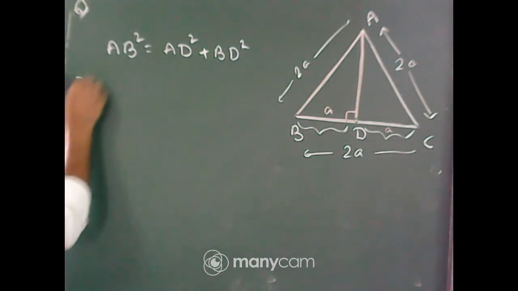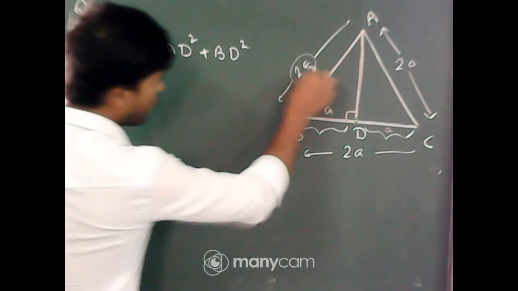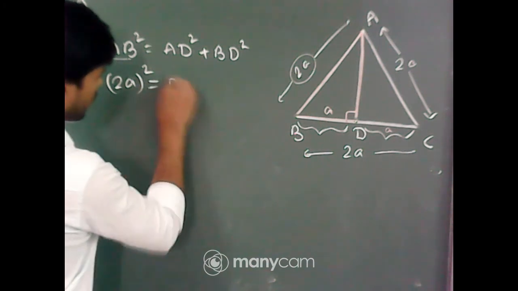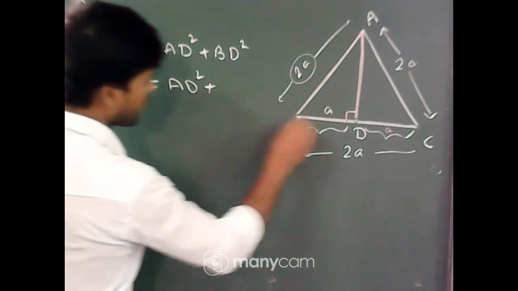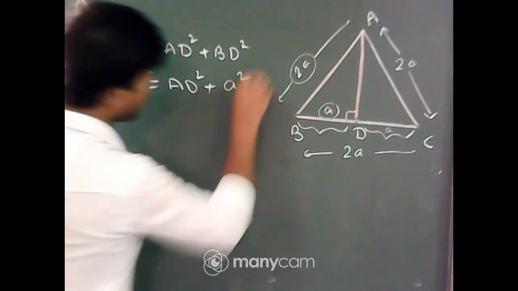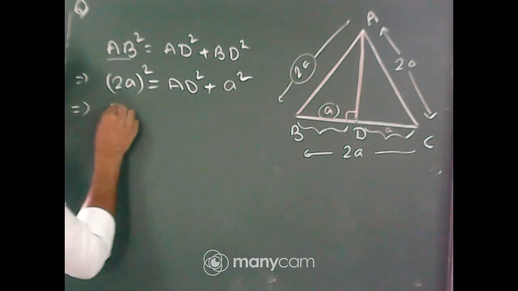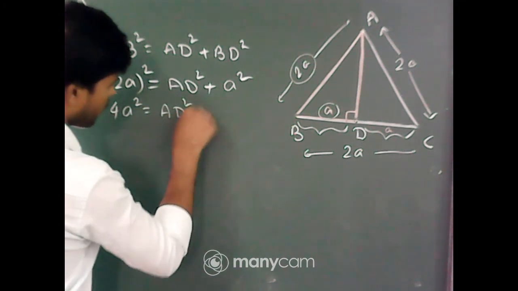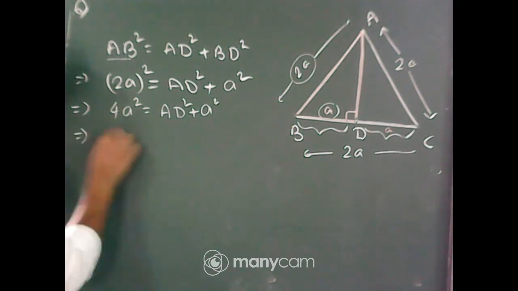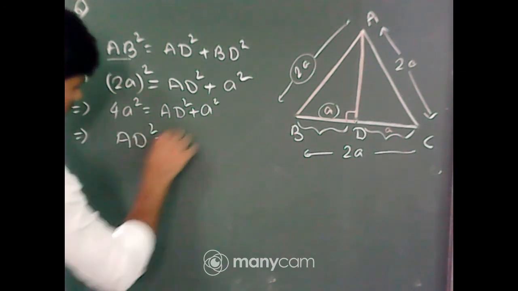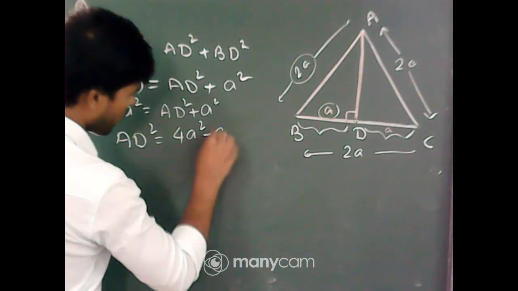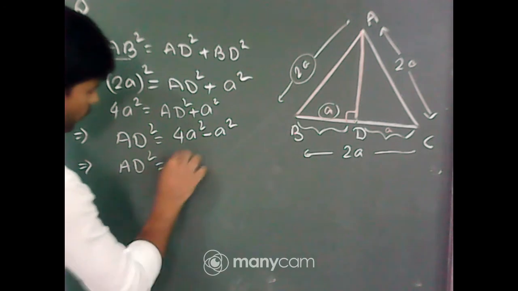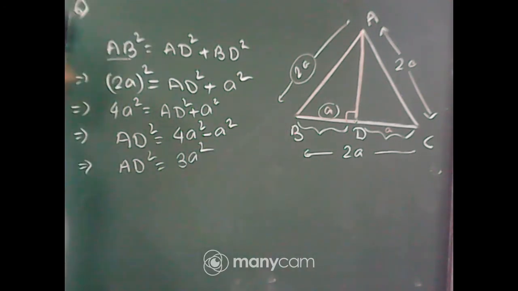So now put the value. What is the value of AB? Value of AB is equal to twice A. So the whole square of twice A is equal to AD square, and the value of BD is A, so A square. That means 4A square is equal to AD square plus A square. From here we can write that AD square is equal to 4A square minus A square. That means AD square is equal to 3A square.